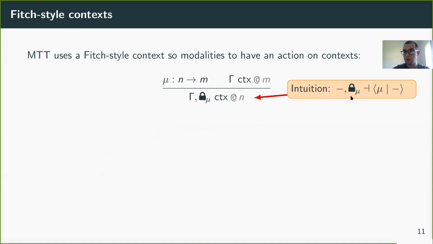So intuitively, you should think of loc mu as being the left adjoint to the mu modal type. However, this is best kept as an informal intuition, because this acts on contexts and this acts on types. So it's not even clear what categories would be in scope here, but it's good to sort of keep that in the back of your mind.